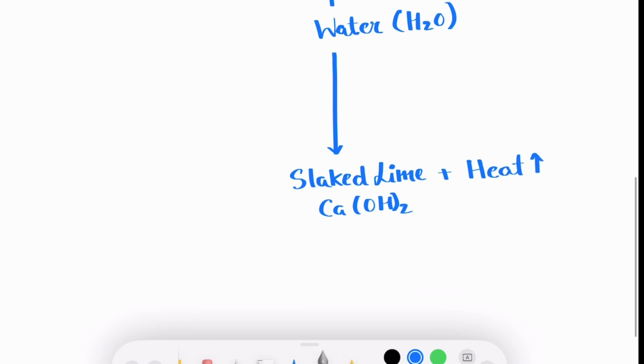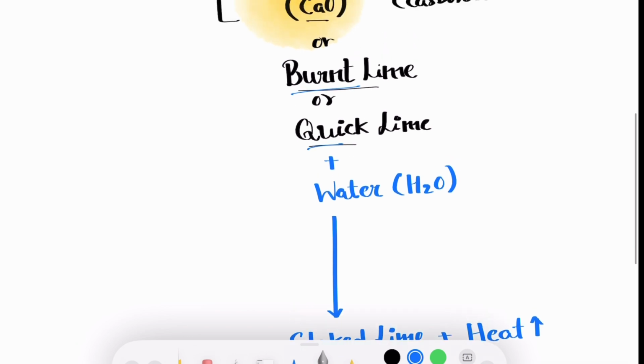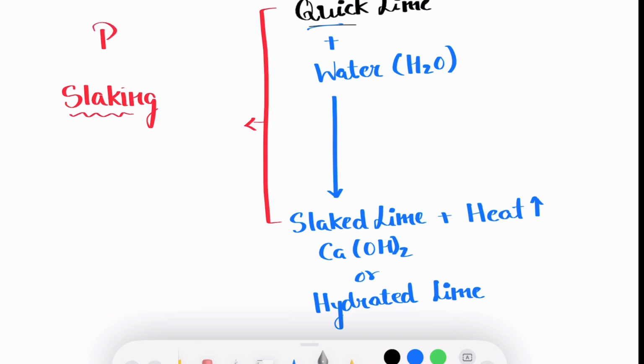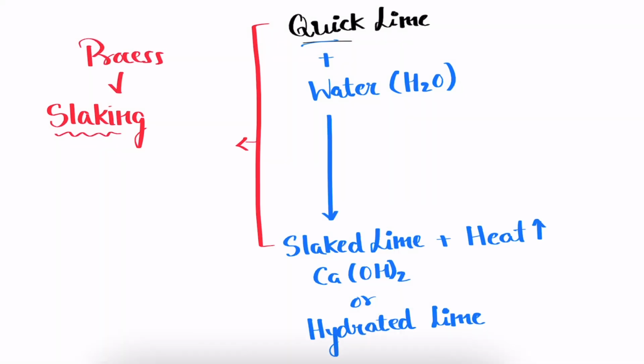Okay, this slaked lime is also referred to as hydrated lime because it is obtained by addition of water. Now, this process in which quicklime or burnt lime is added with water to produce the slaked lime is what we call slaking. The name of the process is slaking.